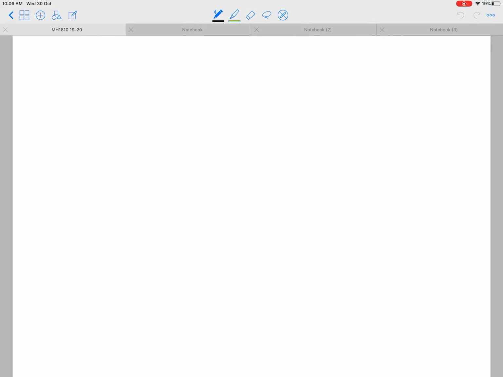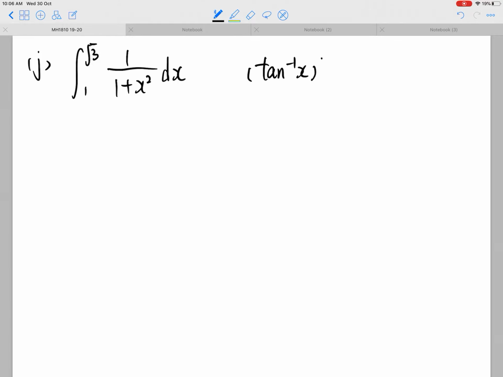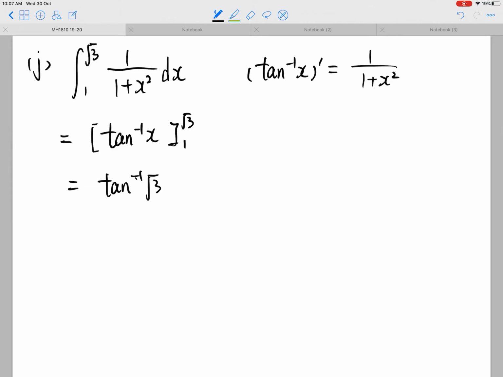And the last question, J. It's the integration from 1 to square root of 3 of 1 over 1 plus x squared dx. Again, don't forget tangent inverse x's derivative is 1 over 1 plus x squared. So you integrate 1 over 1 plus x squared, you get tangent inverse x from 1 to square root of 3. So it's tangent inverse square root of 3 minus tangent inverse 1.